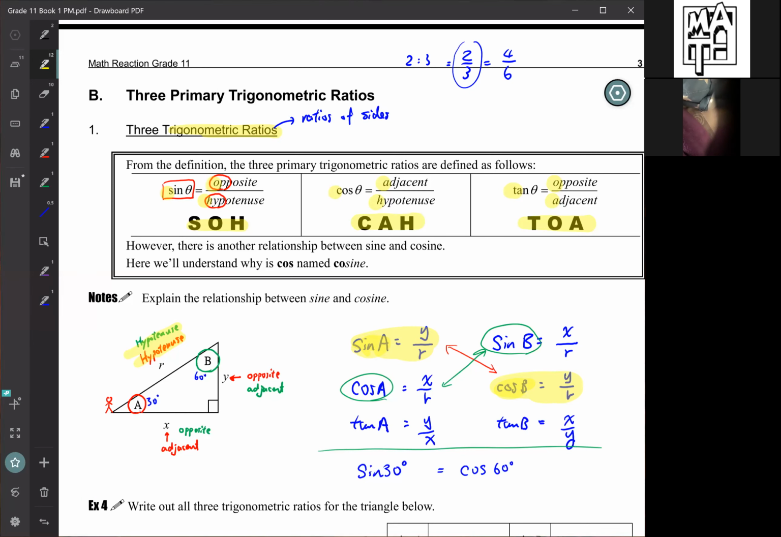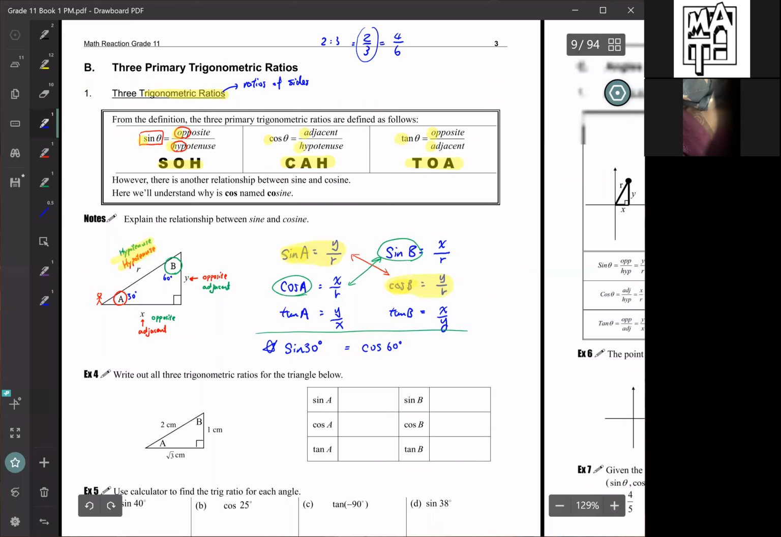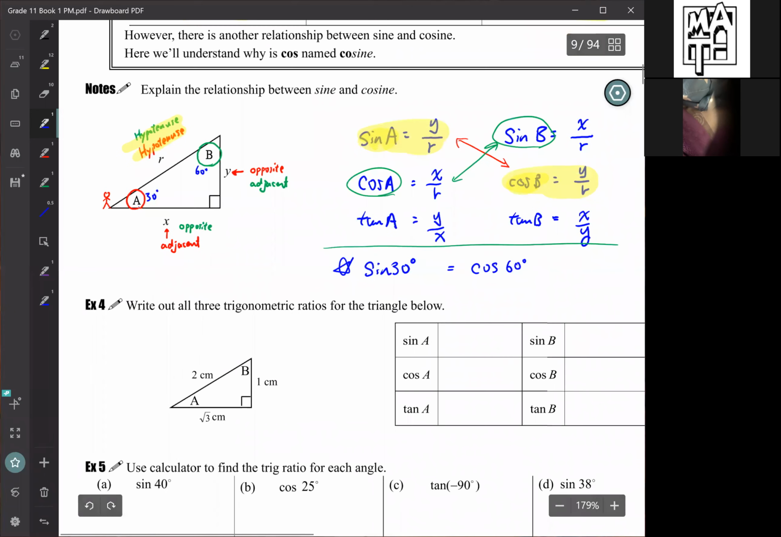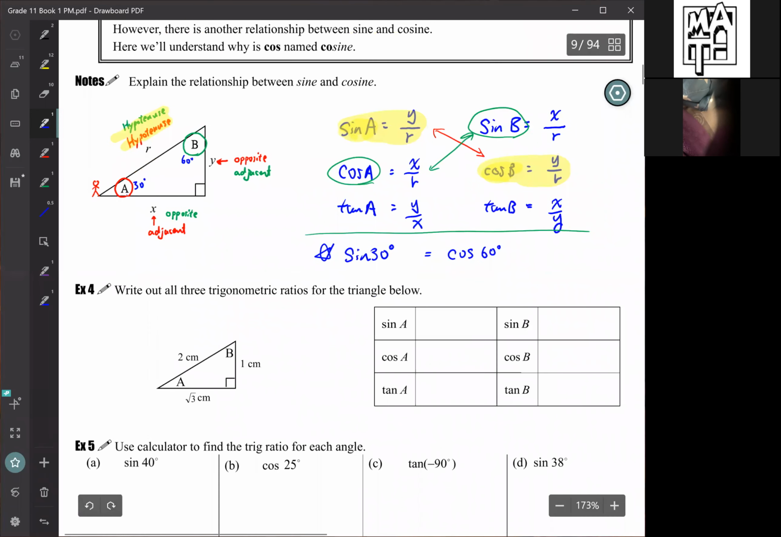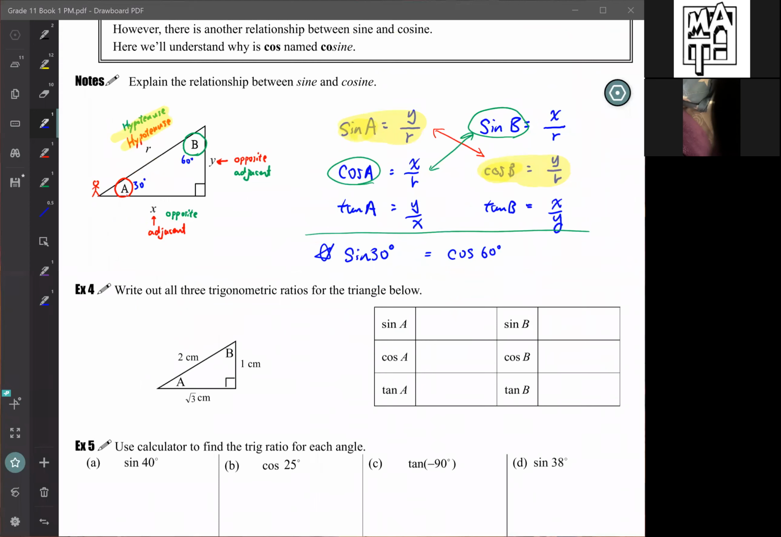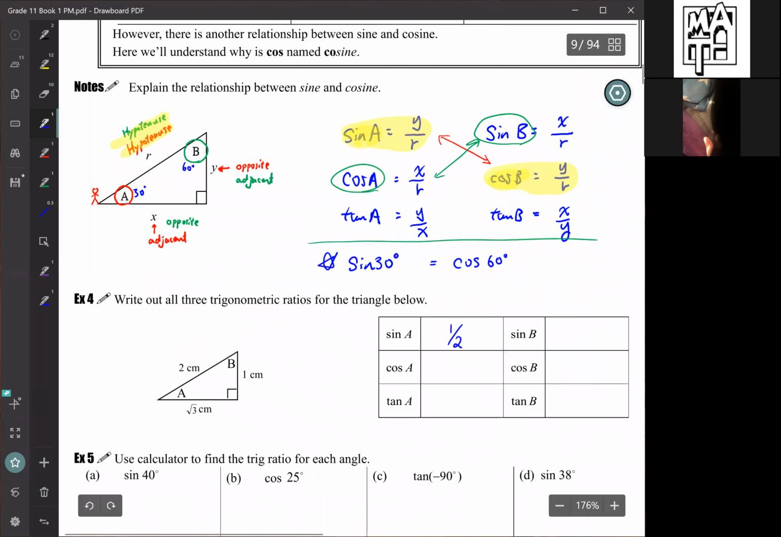Okay, so something unique here. Let's try with numbers this time. So instead of x, y, and r, we are doing the same thing. So please fill in the chart with all the numbers. Keep it in fractions. For example, sine A is 1 over 2. Write it as a fraction. So raise your hand when you finish this chart.